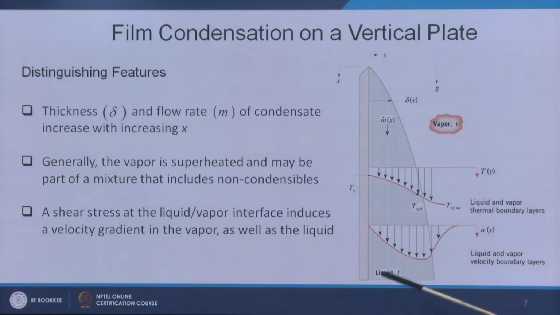A shear stress at the liquid vapor interface includes a velocity gradient in vapor as well as liquid. So, if you find out at the interface there is some sort of velocity gradient in the liquid side as well as in the gas side. Okay. So, those also we need to consider in case of film condensation.